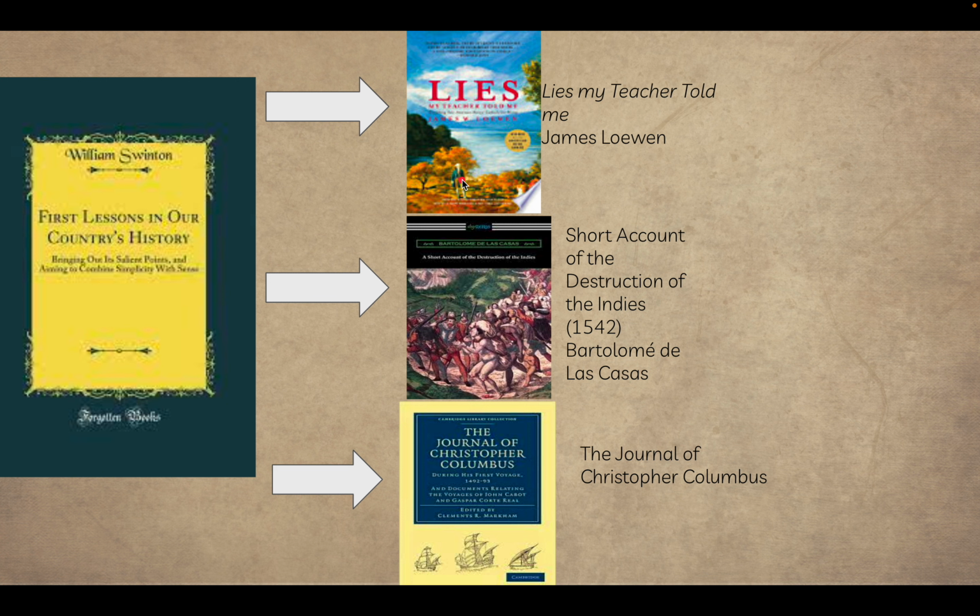James Loewen is a historian, and he debunks certain myths of Columbus. Our second resource will be A Short Account of the Destruction of the Indies, written by Bartolomé de las Casas. For those of you who don't know who de las Casas is, he was a priest from Spain. And lastly, our other resource will be the Journal of Christopher Columbus.